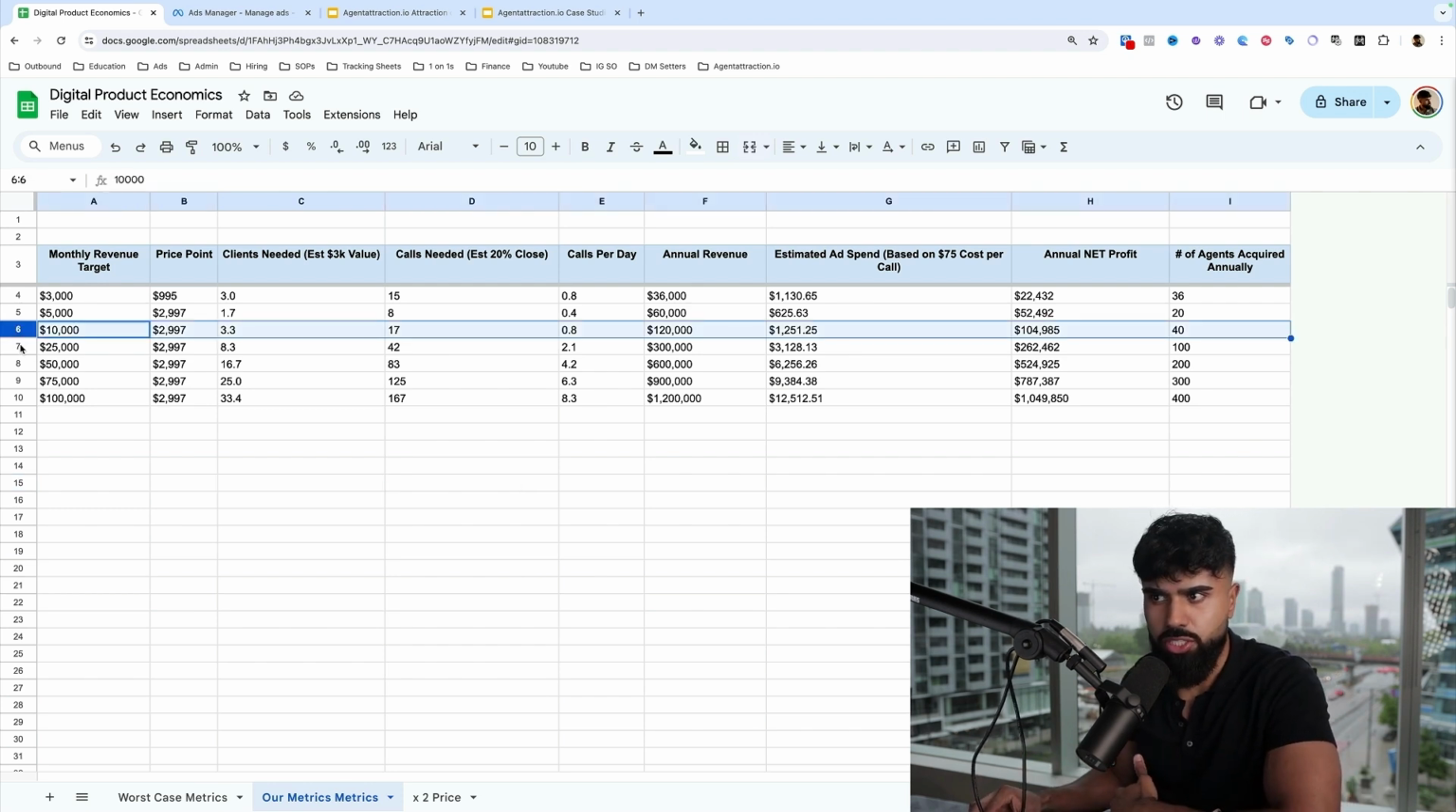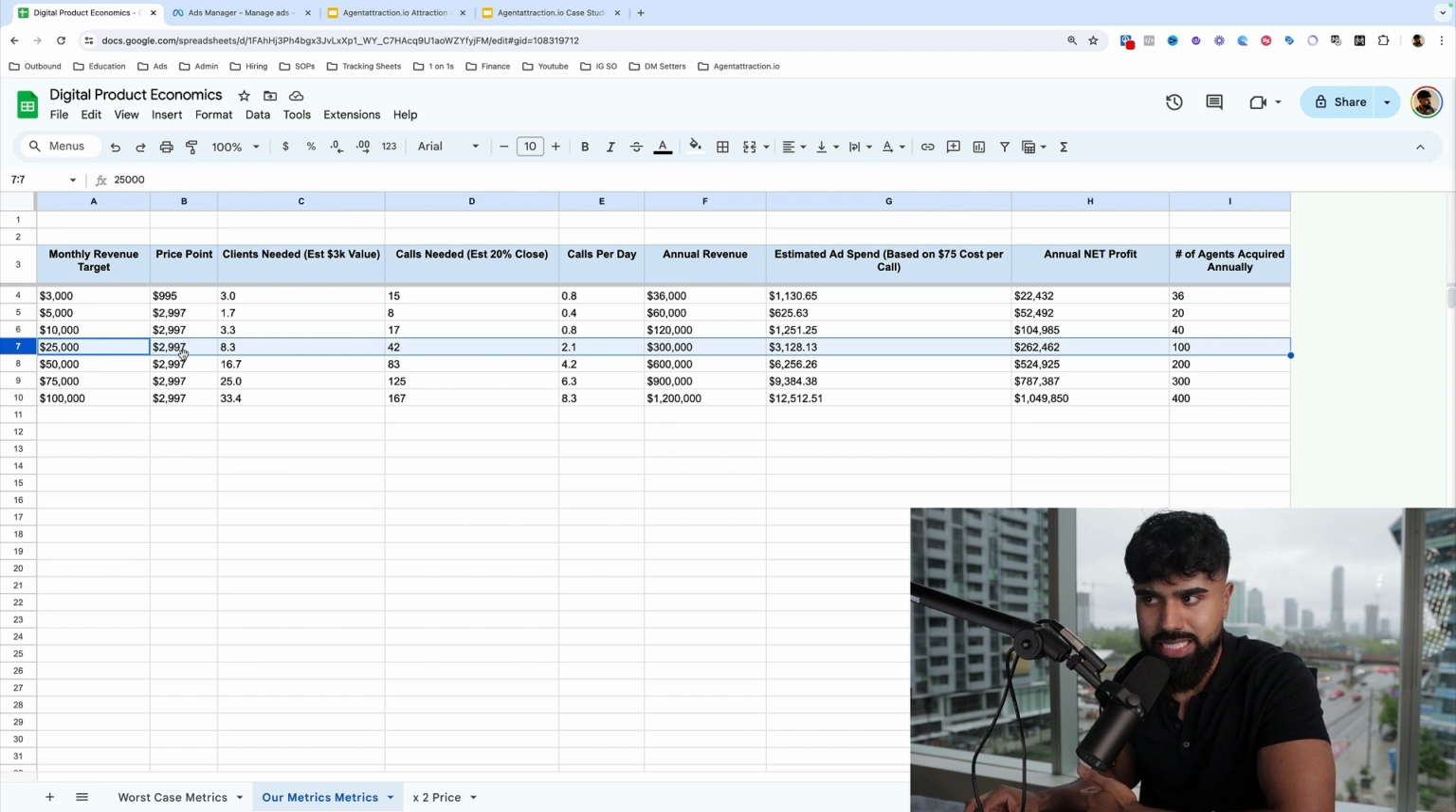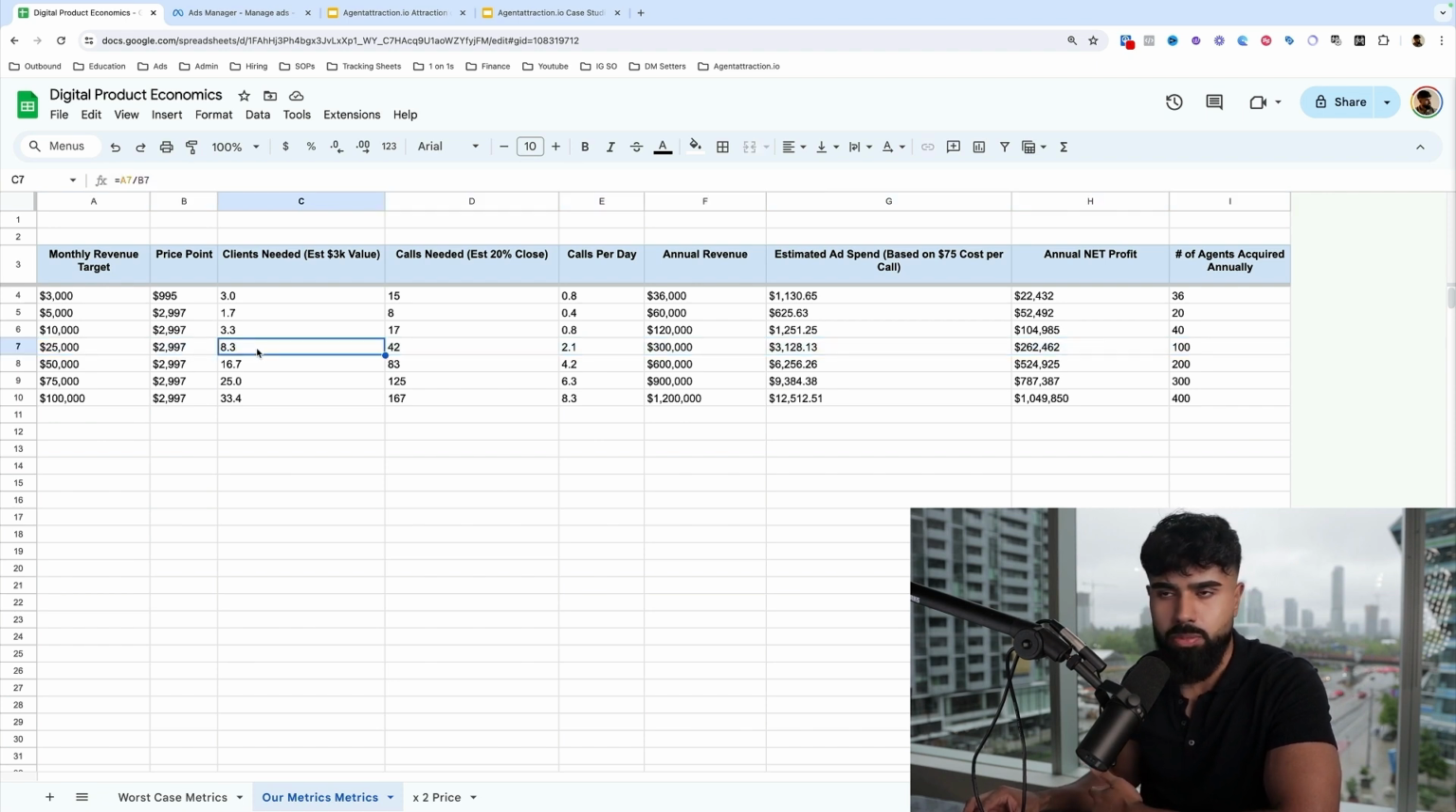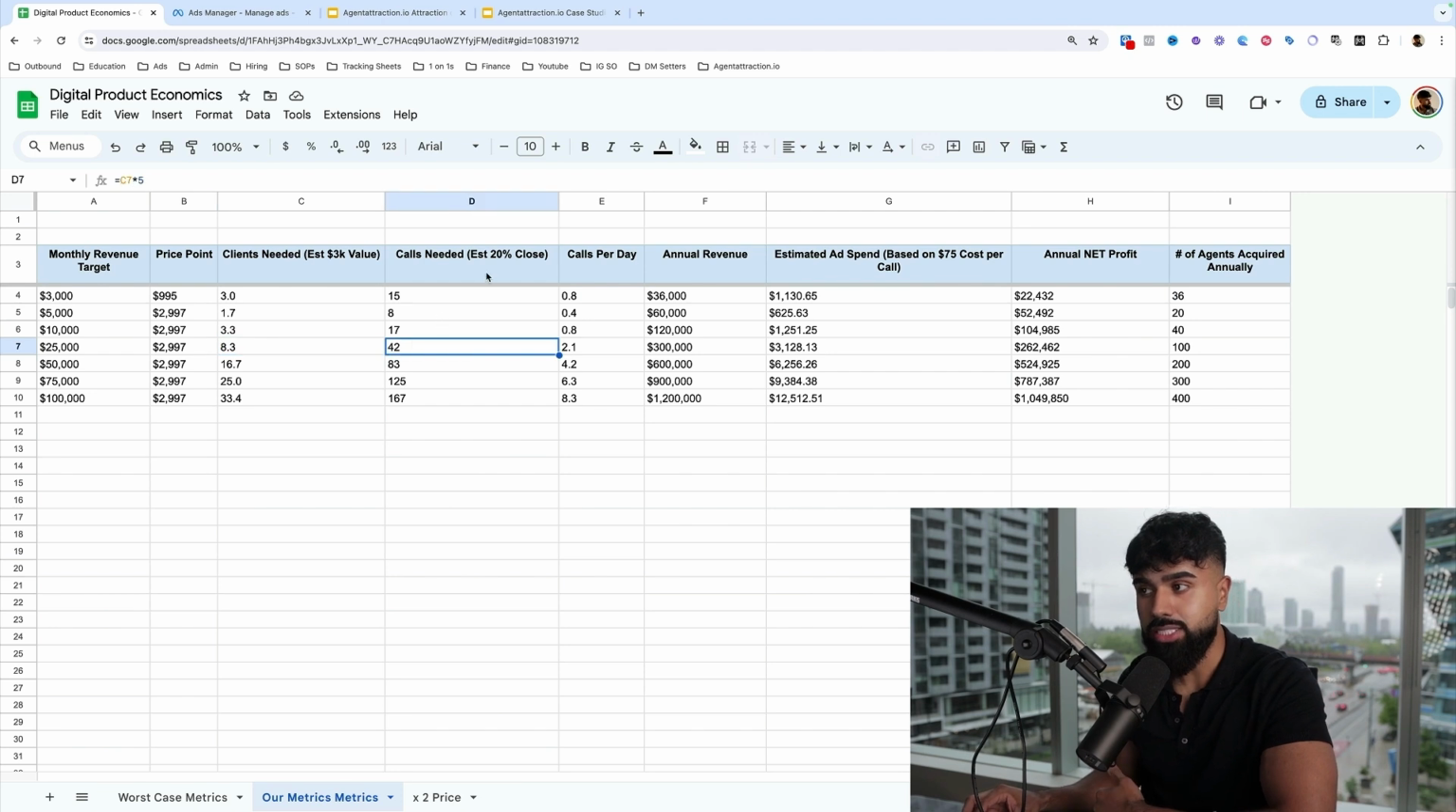So let's just say you're looking to make 25,000 a month with your digital product and you're charging 3,000 for your product. You will need to make 8 sales by the end of the month to make 25K in revenue. Now, instead of assuming that you're closing at a 10% closing rate, where you only close 1 out of every 10 calls that you take, we're going to assume that you're going to close 1 out of every 5 calls that you take with agents. That is a 20% closing rate.